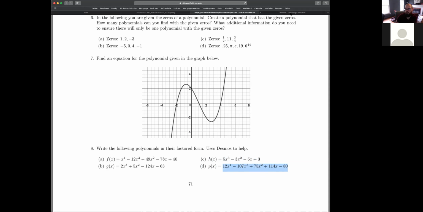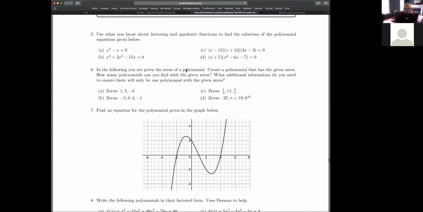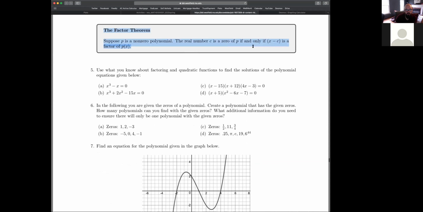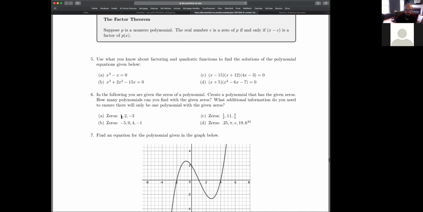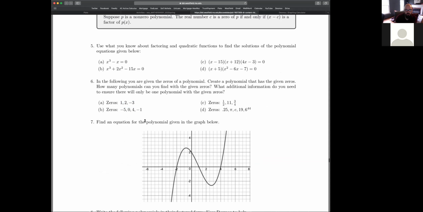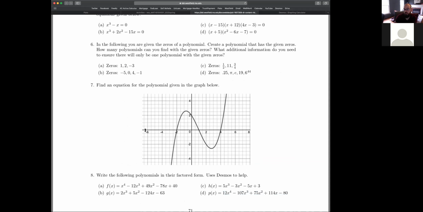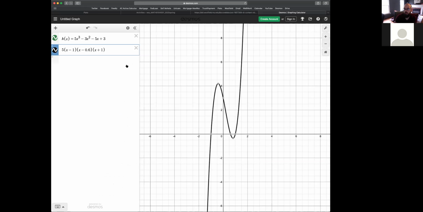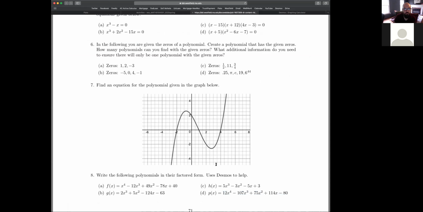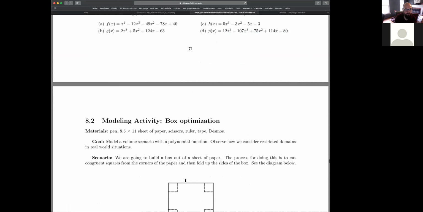But with Desmos, using just a little bit of understanding of the factor theorem, some understanding about multiplicities of zeros and then leading coefficients, we can actually do quite a bit, right? This process isn't too bad. There's not too much work that we have to do, just some thinking and picking out the right details. Mm-hmm. Okay.